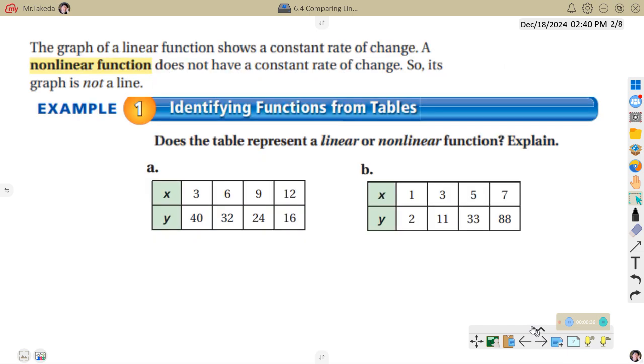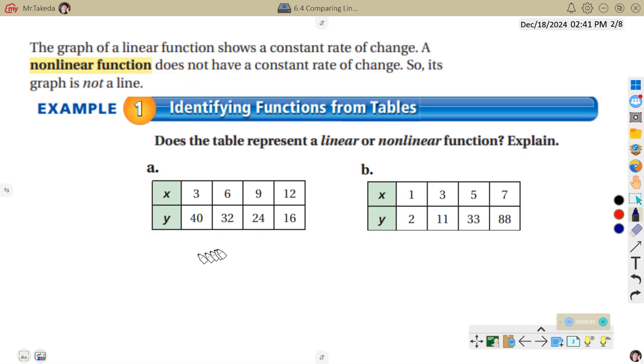Okay, so the graph of a linear function shows a constant rate of change. What do we mean by constant rate of change? The rate of change is always the same. We'll take a look at that. A nonlinear function does not have this constant rate of change, so the graph is not a line. Let's say that one more time, make sure I got it right. The graph of a linear function shows a constant rate of change. Nonlinear does not have a constant rate of change.